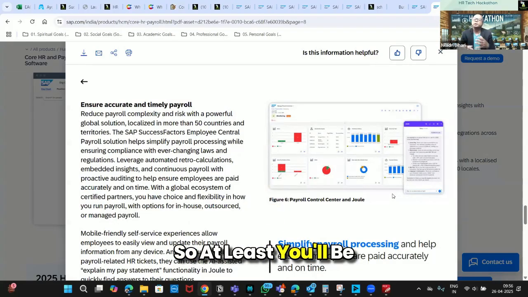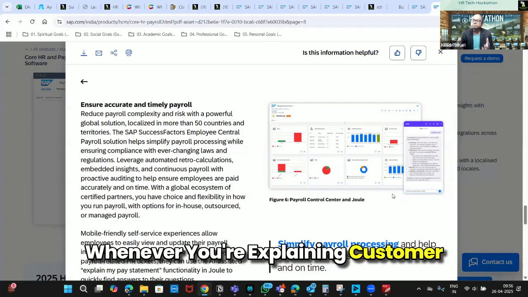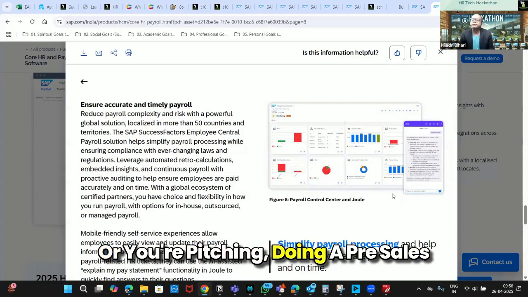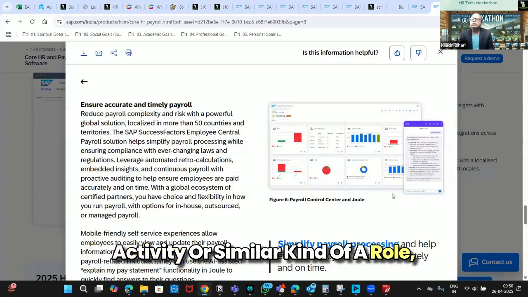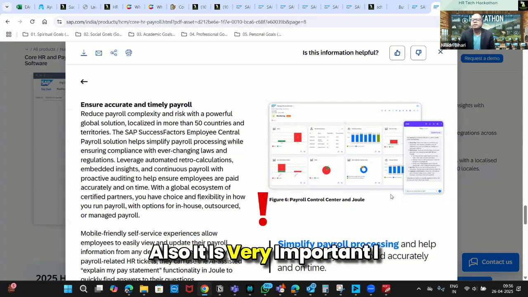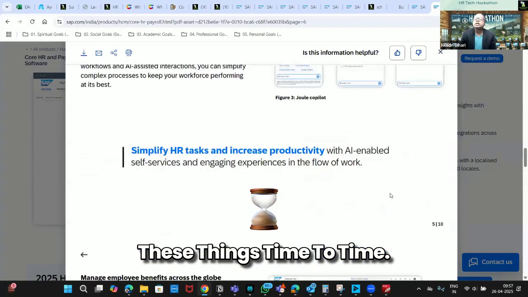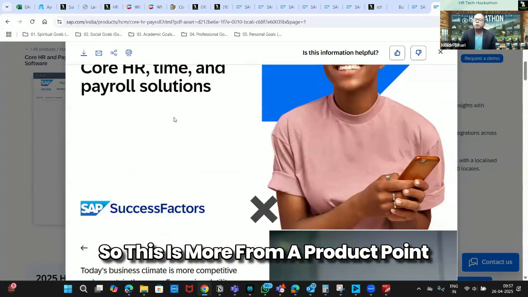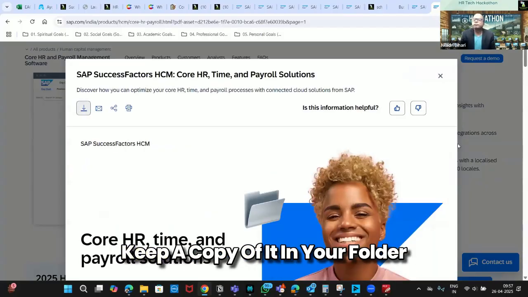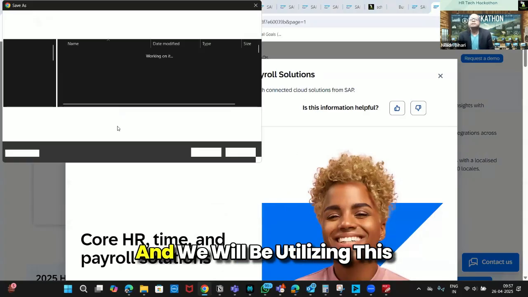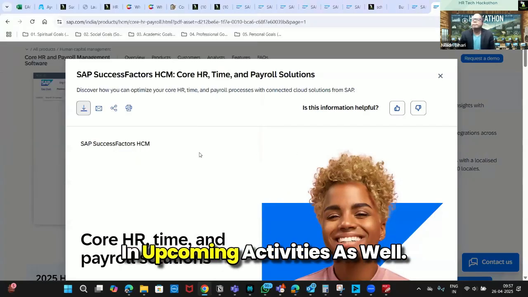So at least you'll have an overall idea whenever you're explaining to a customer, pitching, doing pre-sales activity or a similar kind of role. At least for your own knowledge it is very important. I also keep on updating these things from time to time. So this is more from a product point of view. Download this material, keep a copy of it in your folder, and we will be utilizing this in upcoming activities as well.